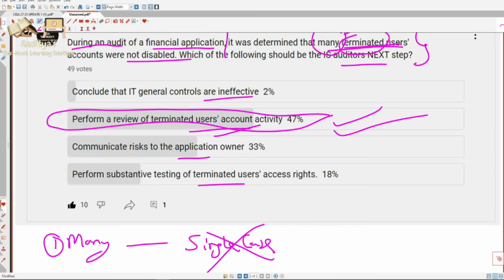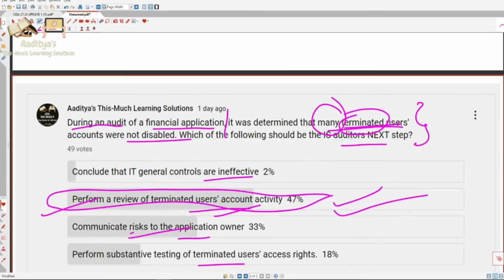Right? So as an auditor, the first step is that you have to communicate this risk. I'm not saying option number B is wrong, but option number B can be done afterwards. I hope you understand this thing. Option number B can be done afterwards. It is not urgent right now. See, this is how you have to analyze things.